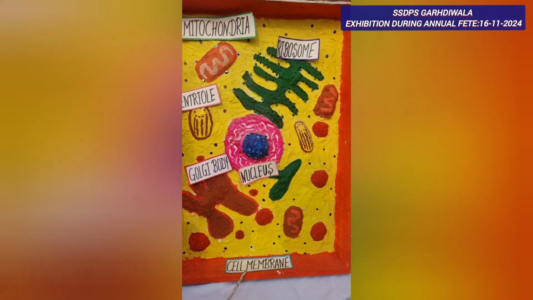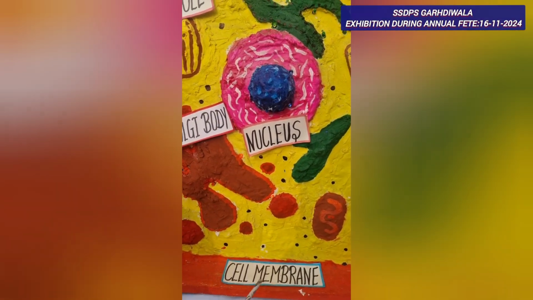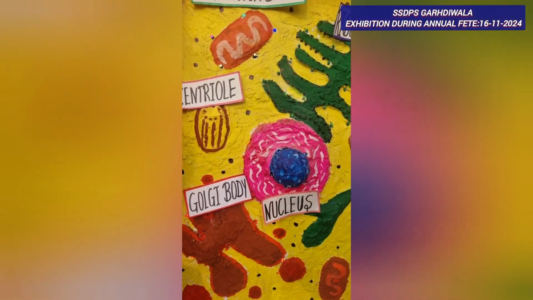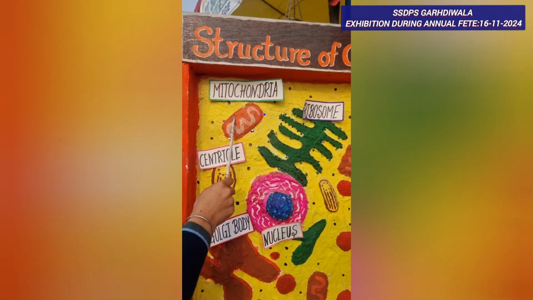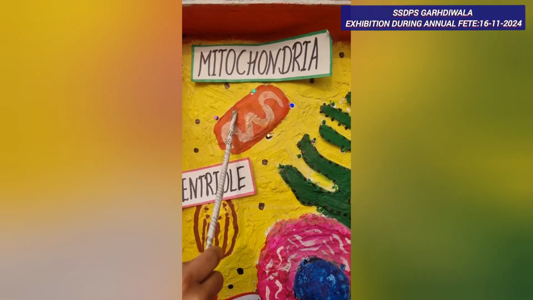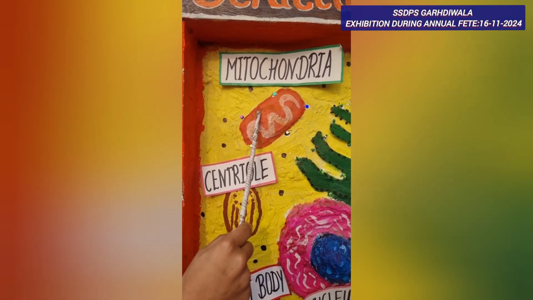This is the cell membrane. It is the outermost covering of an animal cell. It protects and organizes the cell. This is the mitochondria. It produces the energy which is necessary for the cell's survival and its functioning.